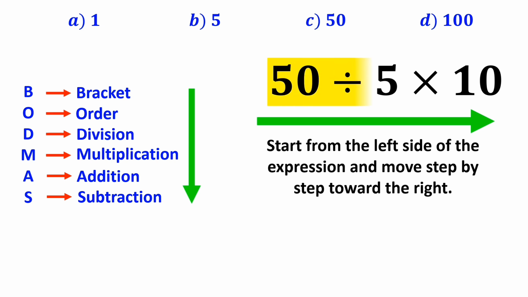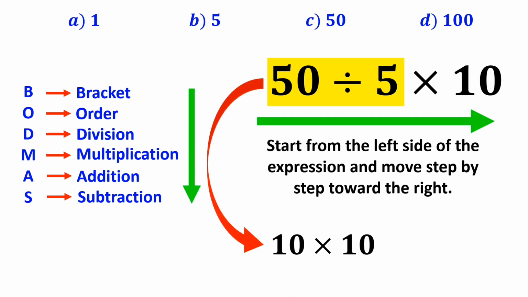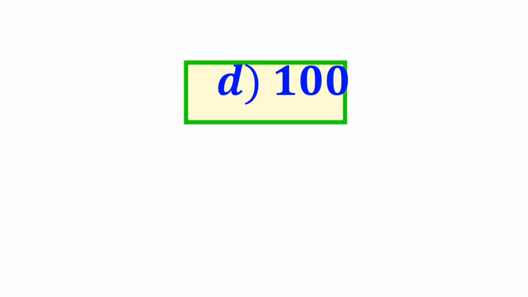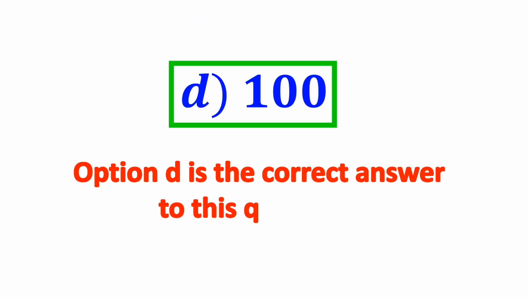So, first we perform the division between 50 and 5, which simplifies the expression to 10 multiplied by 10. Finally, the value of this expression will be 100. Therefore, option D is the correct answer to this question.